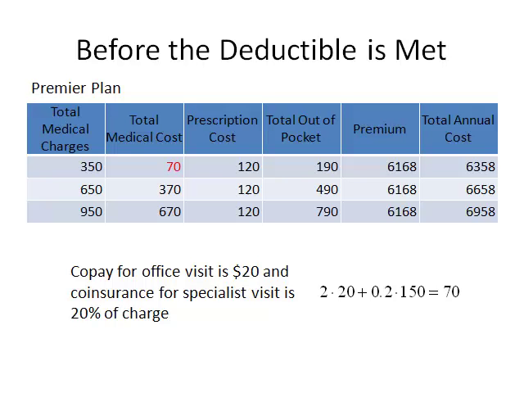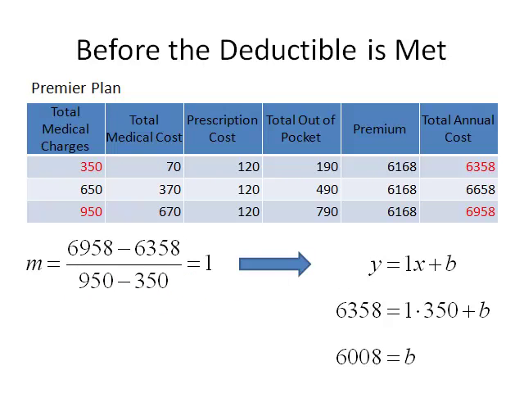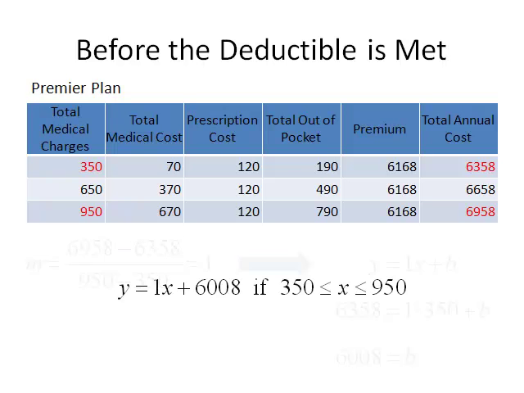The deductible is reached once an additional $600 in charges are attained beyond the visit charges. The insured party pays all of those additional charges. Using 2 points from this table, we can find the slope and y-intercept of the line. Before the deductible is met, the equation of the line segment is y equal to x plus 6,008. This segment is valid for charges from $350 to $950.